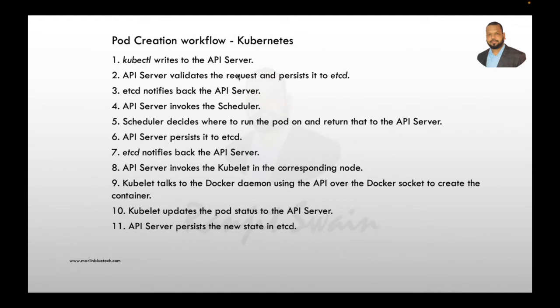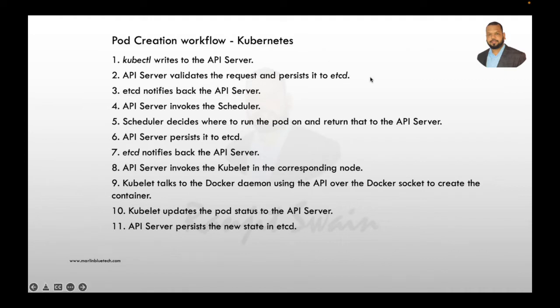The API server then persists all the information to the etcd database. Then what happens? The etcd notifies back to the API server. The API server invokes the kubelet in the corresponding node. The kubelet is the agent here. Kubelet talks to the Docker daemon using the API over the Docker socket to create the container. Then the kubelet updates the pod status to the API server, and then the API server persists the new state in the etcd. So this is how the flow works.